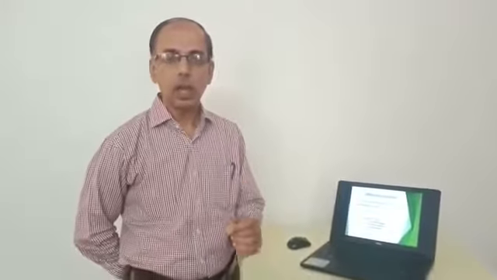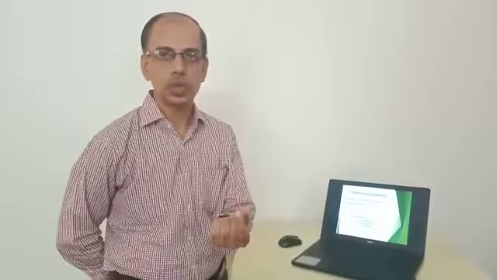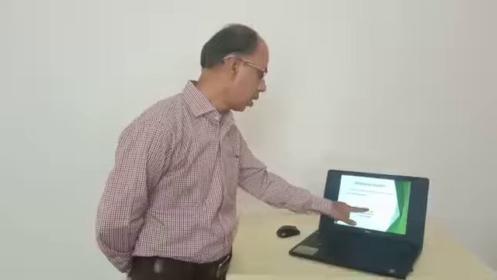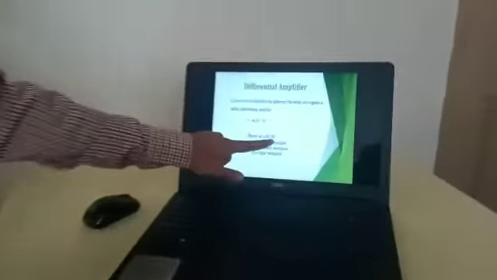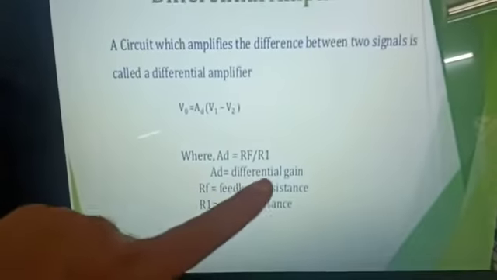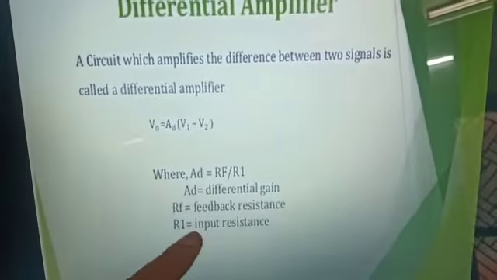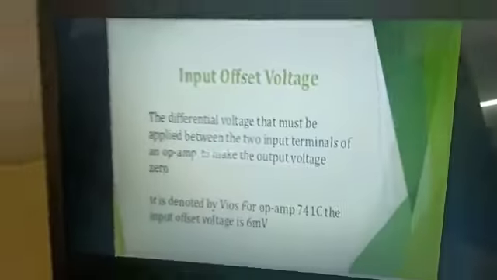Minimum two inputs. Difference means two inputs. The output is always a difference between two input signals. Therefore the differential gain, AD, is defined as the output voltage divided by the difference of the two input voltages, V1 minus V2. With two inputs there is a corresponding output V0, so AD is V0 divided by (V1 minus V2). That is called AD, the differential gain. AD is equal to RF divided by R1, the feedback resistance divided by the input resistance.